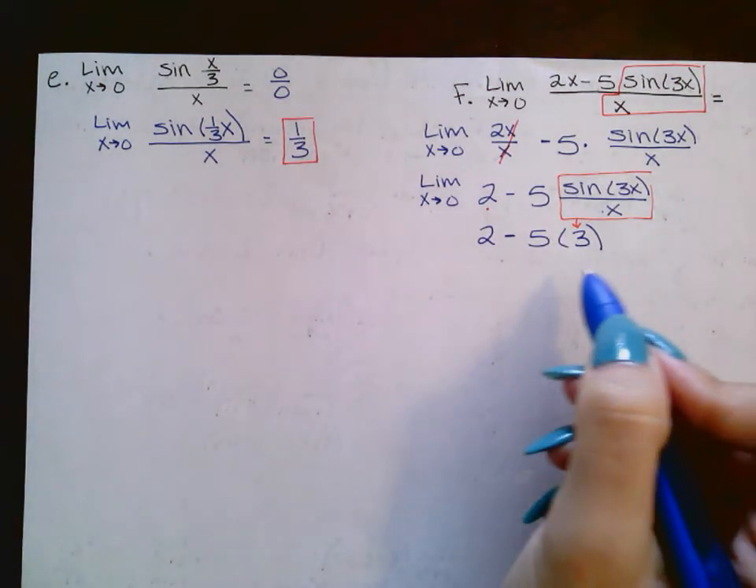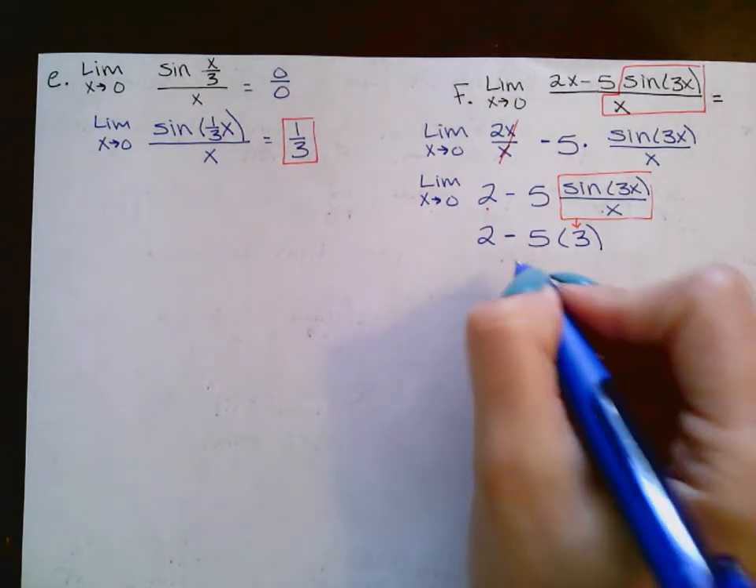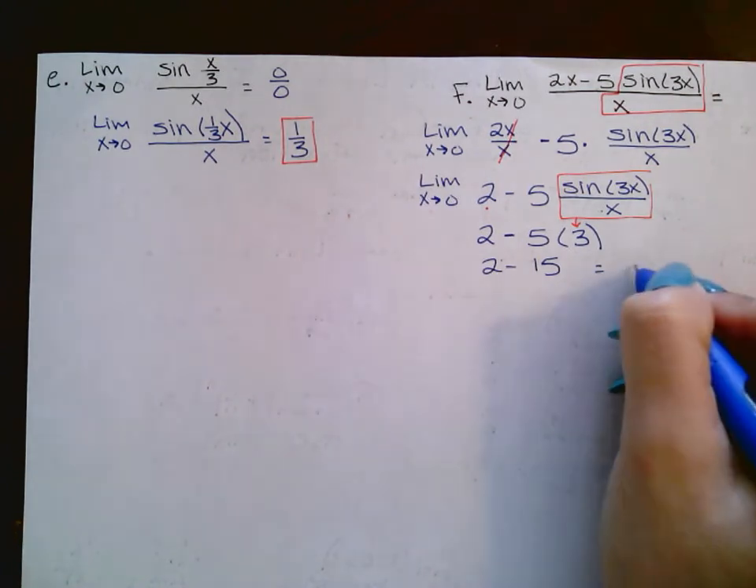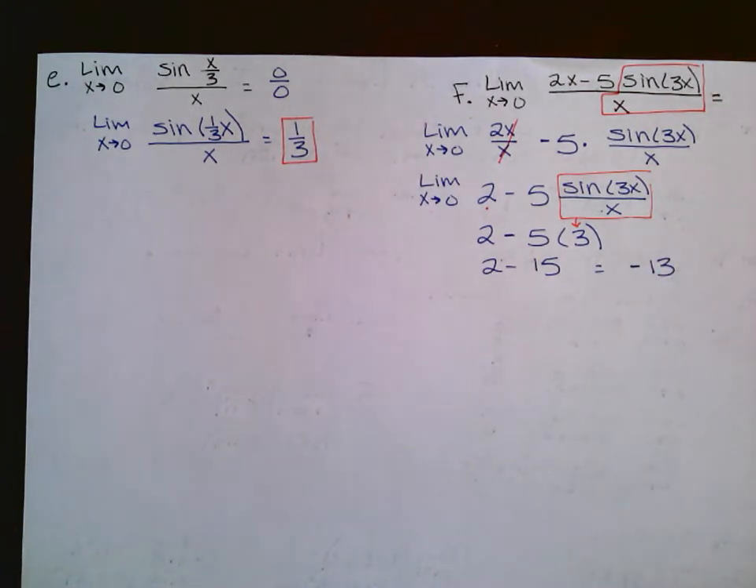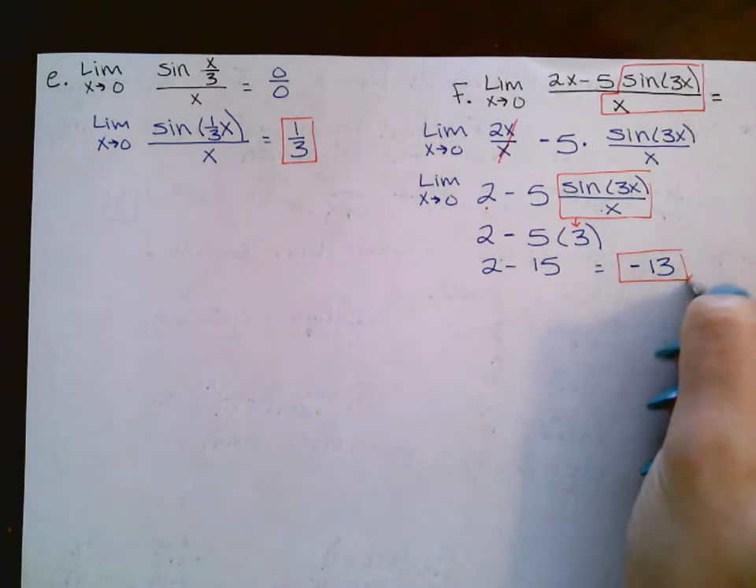So now just follow PEMDAS. Make sure you multiply first. 5 times 3 is 15. So I have 2 minus 15, and you should get a negative 13. And that's your final answer right there.